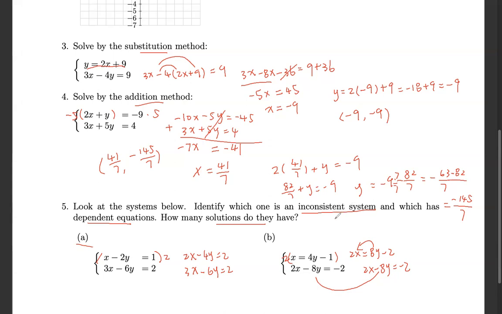How many solutions do they have? They have infinitely many solutions because they're the same line, right? They're basically the same line. If you draw the second line, it will overlap the first line. So every point will meet. So it's called an inconsistent system that has infinitely many solutions.